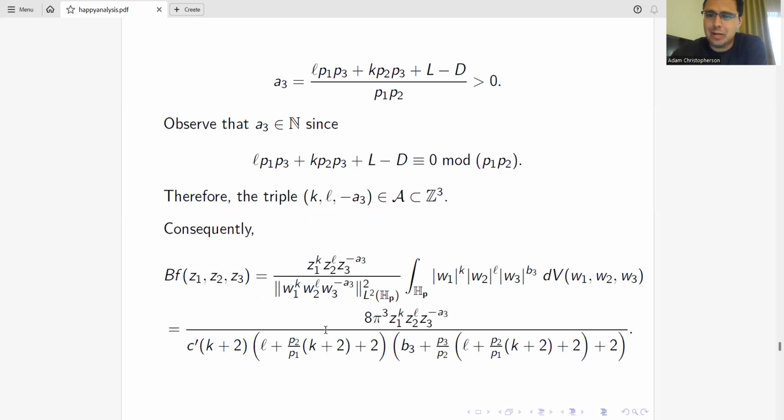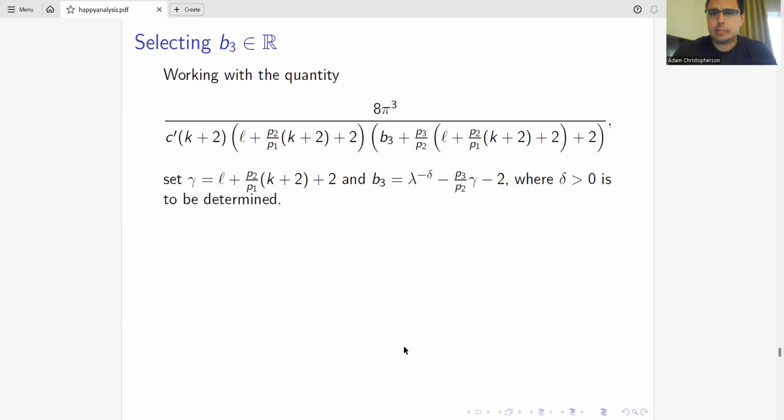Consequently, we can go back to that crazy series, pull out those powers of Z1, Z2, Z3. You can also pull out the normalization constant, which actually is a constant in this case, which I'll call C prime. And then you just have to polar integrate that, which is going to be pretty straightforward. By construction, this middle term is a positive number. L is positive, and you just added some positive things to it. So that's a bona fide positive constant. B3 is the final parameter for us to choose, and it appears here in the final term. So we can finally select that.